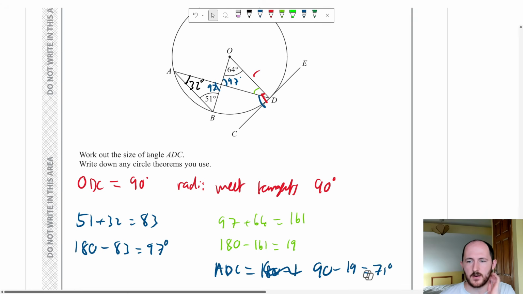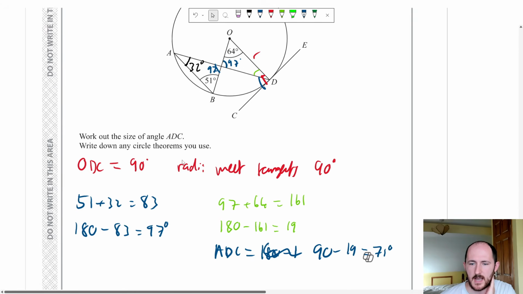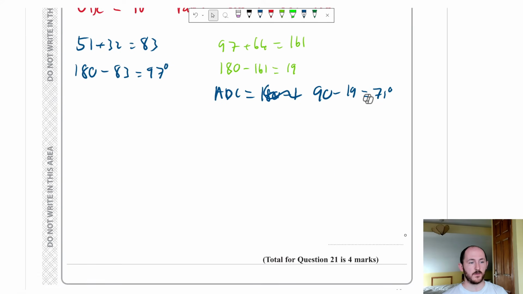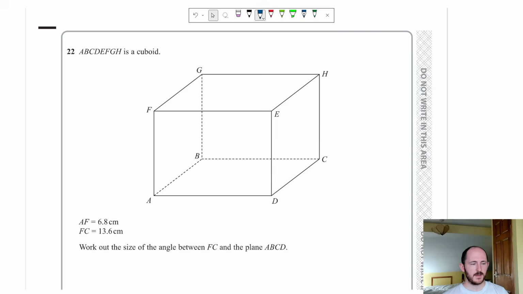Now in terms of the other circle theorems, we also use the angles at the center are twice the angles at the circumference, and that's actually it. So we only need to write that one other statement and we'll get the full 4 marks, which is nice.